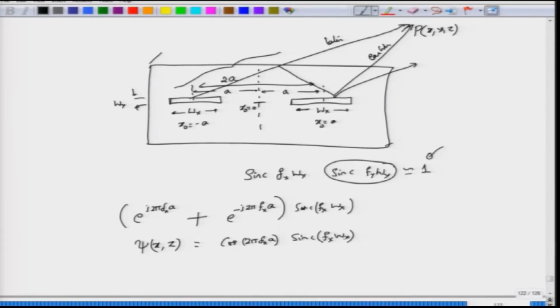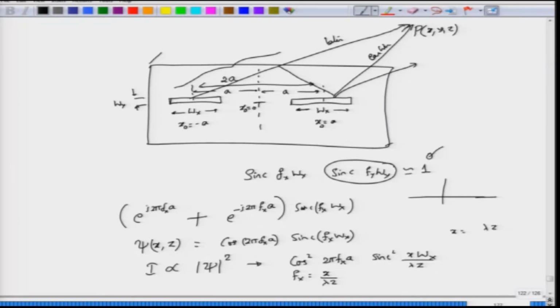This would be cos 2 pi f x a, and then the intensity of the interfering waves would be proportional to the magnitude square of the total field. This gives you cosine square 2 pi f x a times sinc square f x w x. We know the properties of sinc square f x w x, and we also recognize that f x is basically x by lambda z. You can substitute for f x in both cases, x by lambda z. For the sinc square function, if you fix z, which is far away from the aperture, then at the x value equal to lambda z by w x, this function would go to 0.